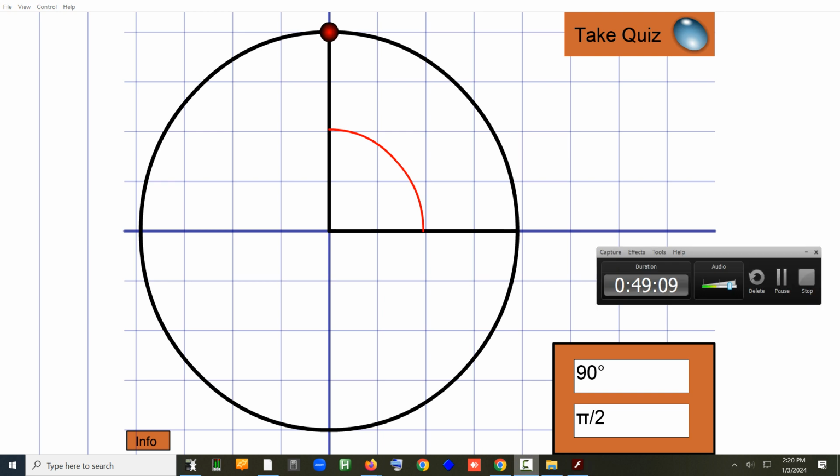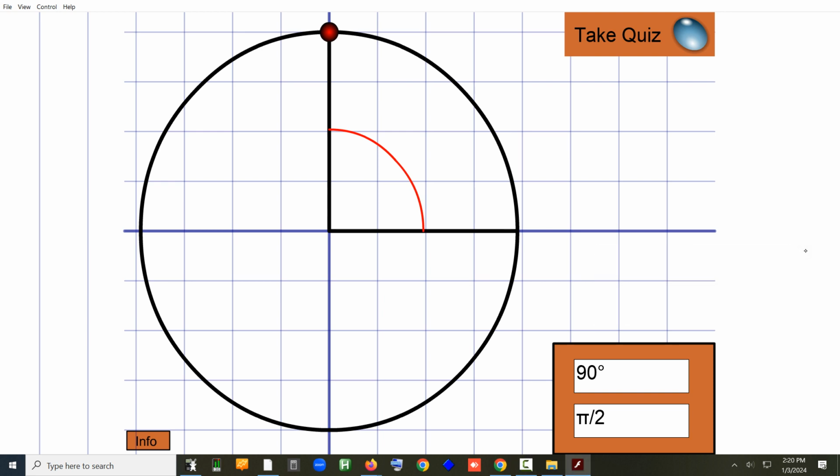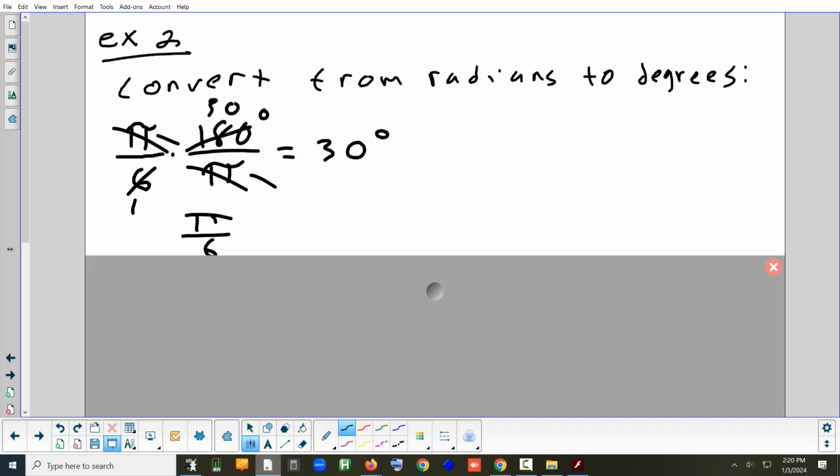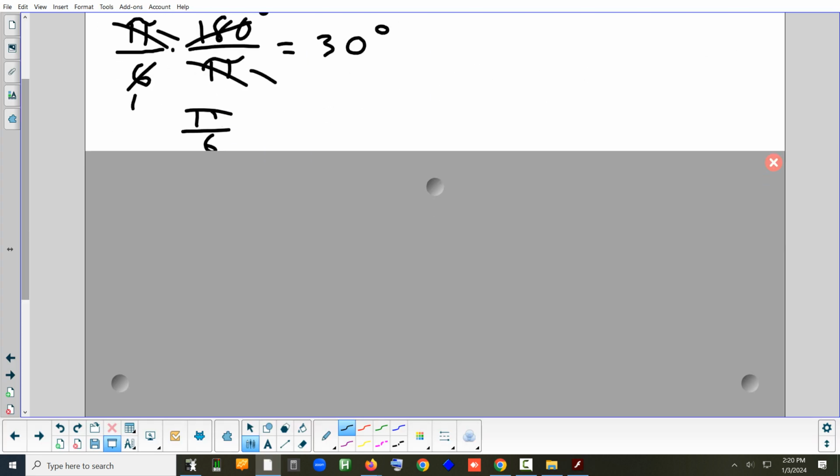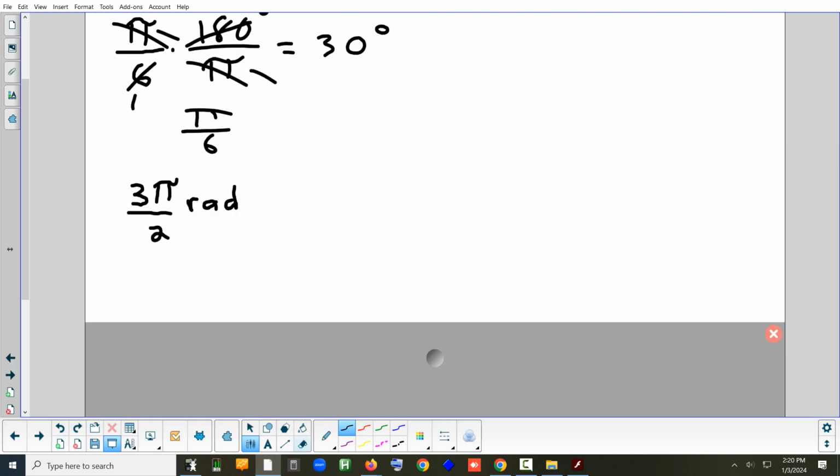Okay, any questions on that one? All right, we'll do one more exact, and then we'll do a decimal. Now, this one you might be able to figure out based on what Cam just said. We just said 90 is pi over 2. Well, this is triple pi over 2. So how much do you think this one's going to come out to?